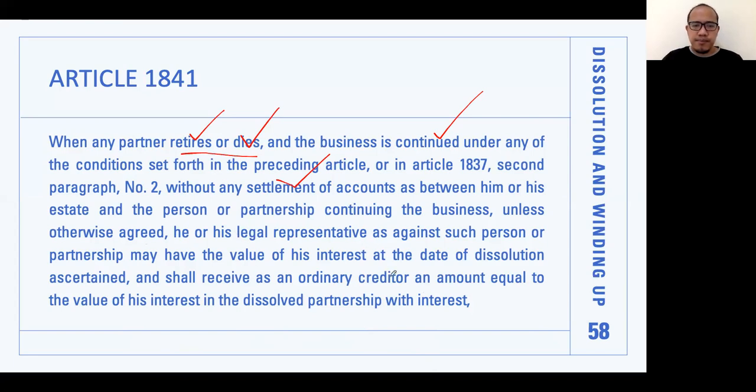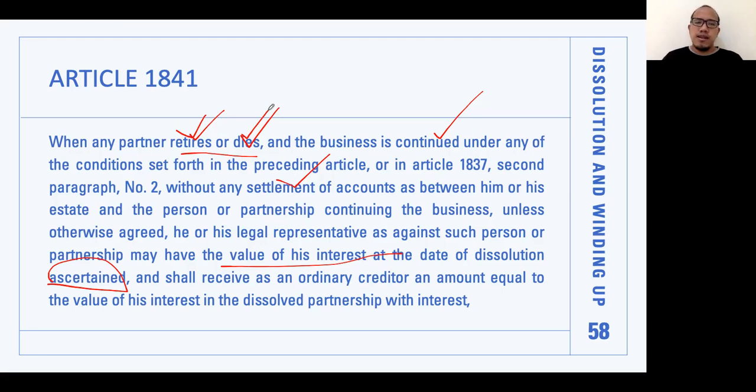niyang ipa-ascertain, yan, ipa-measure, ipasukat yung value ng kanyang interest at the time na na-dissolve yung partnership. So si retired partner, si deceased partner or the representative of the deceased partner may have or may require the partnership, the continuing partnership or the continuing business to measure yung kanyang interest in that partnership. Magkano na ba yung ako yung retired partner, magkano na ba yung essentially yung balance ng capital account ko? Parang ganun siya, no? Magkano na yung balance ko dyan? Akin na yun. I-measure nyo yun kung meron kayong ibang i-incorporate, like mga unrealized gains or loss, ganyan.